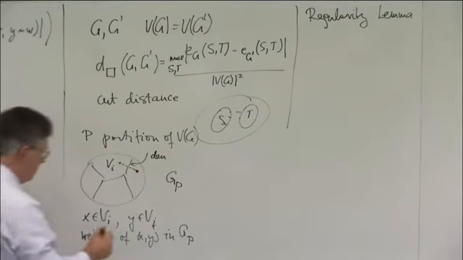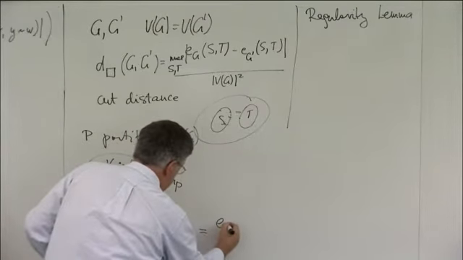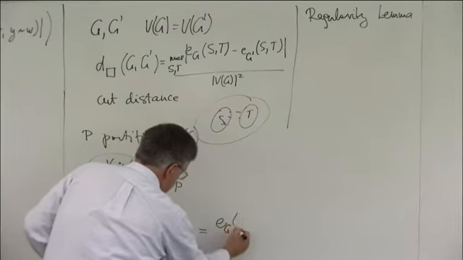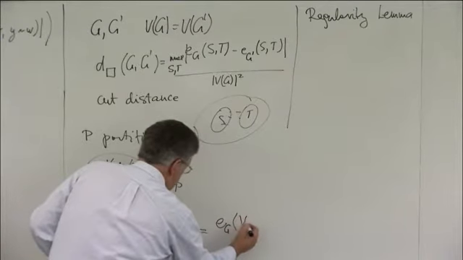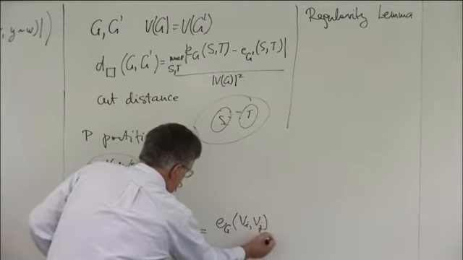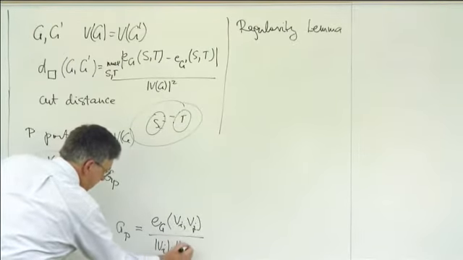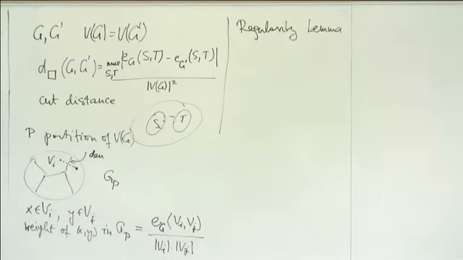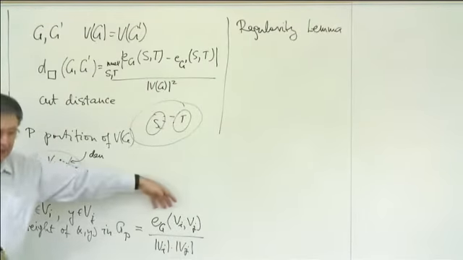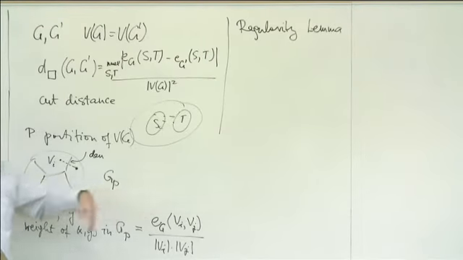modified graph G_P is, I count the number of edges, now there's only one graph in G, between Vi and Vj, and I normalize by the total number of pairs between them. And that's the density between Vi and Vj. And for whatever x and y, I always put this weight on it. So the total weight between Vi and Vj will be equal to the total weight in the original graph, but it's now sort of averaged out.